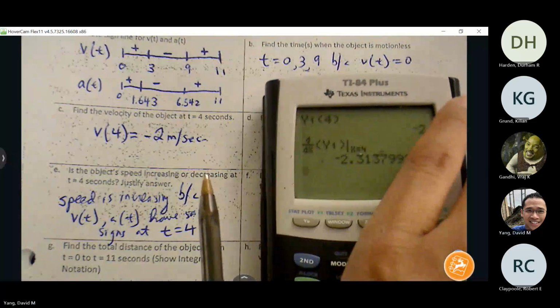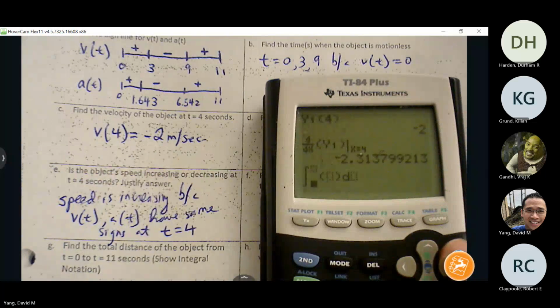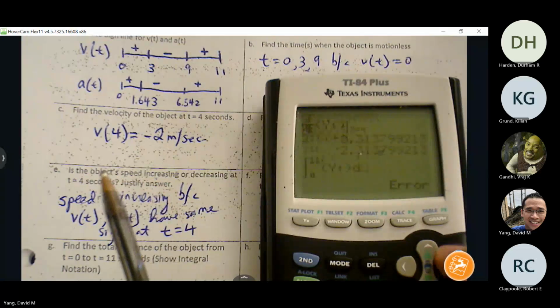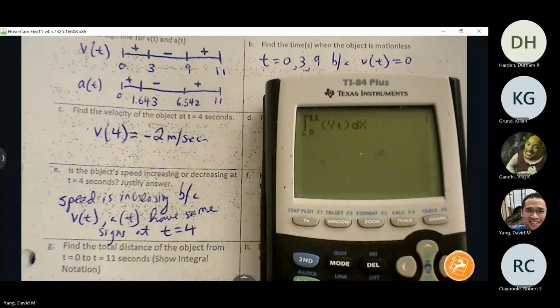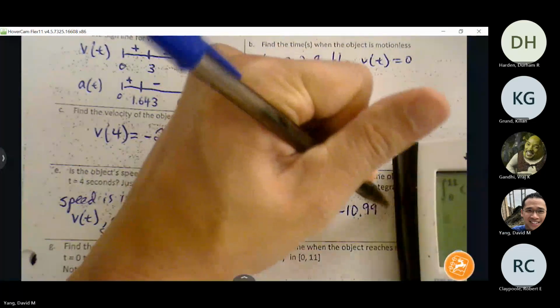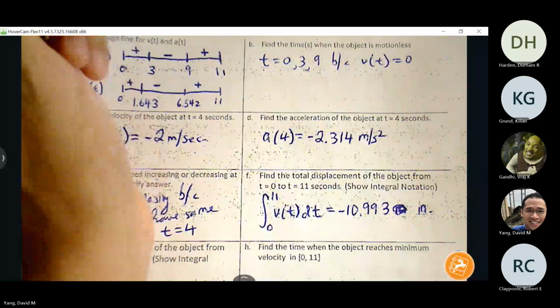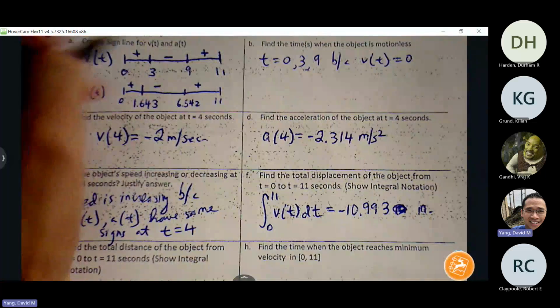Math 9. Okay, it's okay to have displacement be a negative value. That just means that you end up to the left of where you started. Or I said meters here, it should be inches.